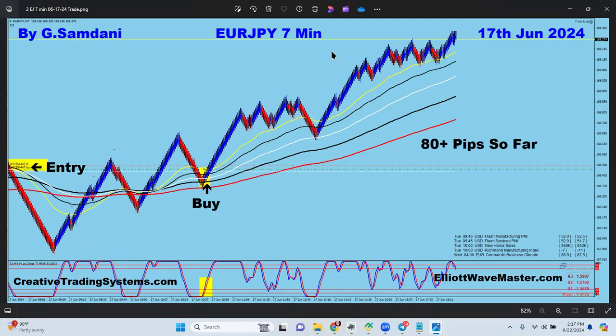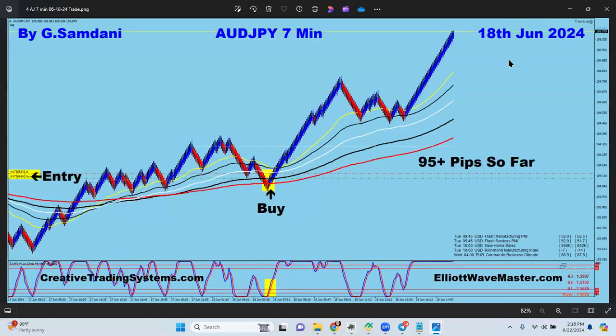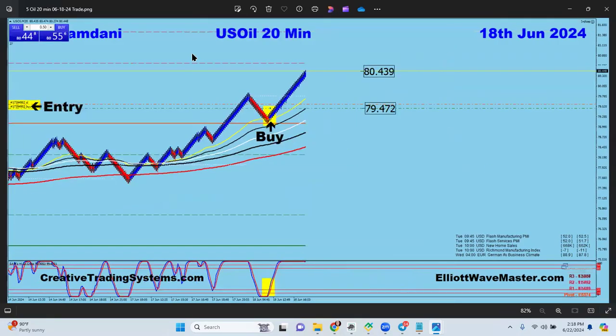This is a buy order on euro yen for 80 pip from the 7-minute chart. This is pound yen, also from the 7-minute chart, going for 75 pip on the 17th. On the 18th, this one actually had no entry on the 17th, but on the 18th it gave me the entry here, and then 95 pip. Buy orders right there.